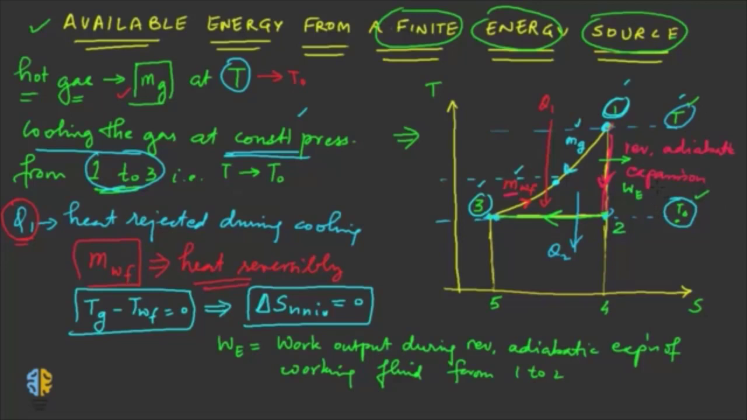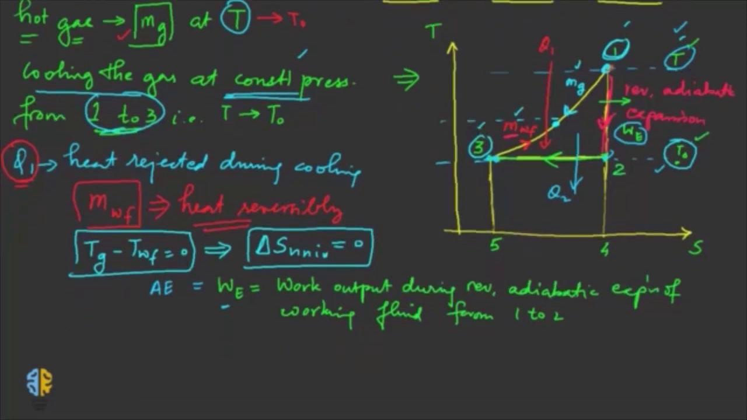Now if you talk about this expansion work, because your cycle is happening between T and T naught, this is the largest possible temperature difference. So whatever work you get would be the maximum amount of work output. So I can say that this is the available energy as well. Let's now look at some mathematical relations.